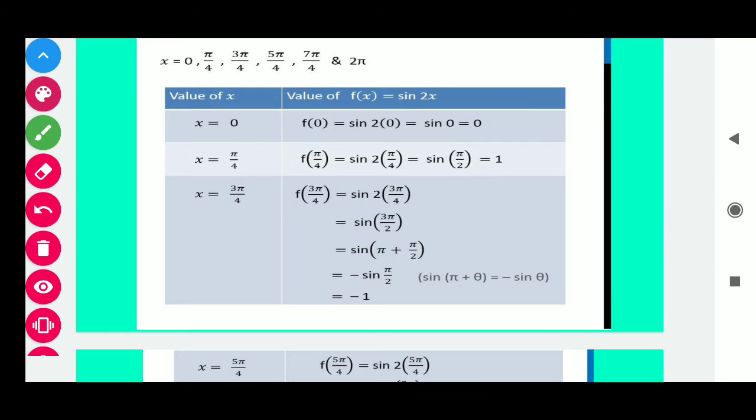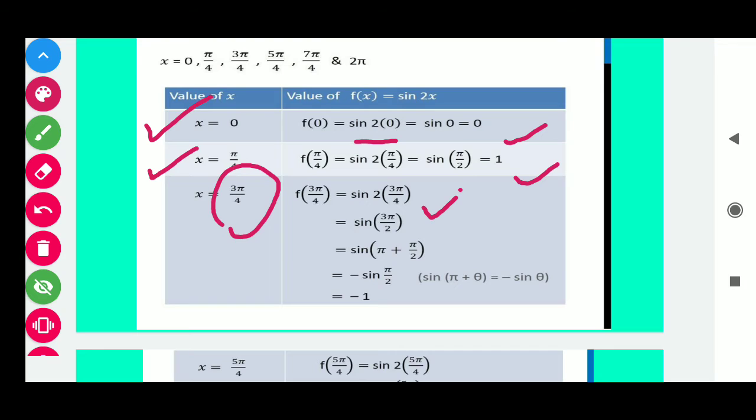You can see here, if you put x equals 0 in the given function, sin 0, we get 0. And by putting pi over 4, we get sin pi over 2, that is equal to 1. Similarly, when we put x equals 3 pi over 4, that is equal to 135 degree, and here 3 pi by 4 is multiplied with 2. In this way, we get 3 pi over 2.